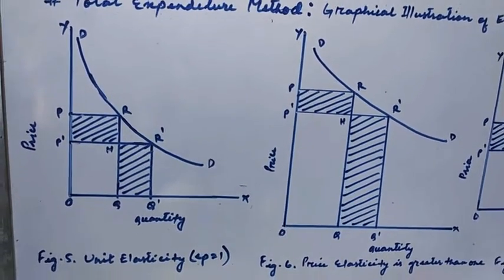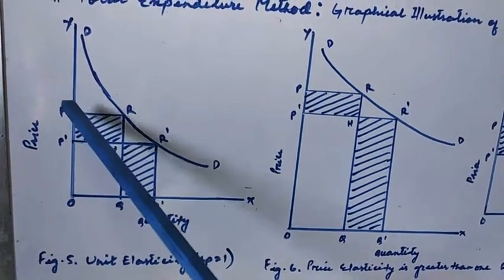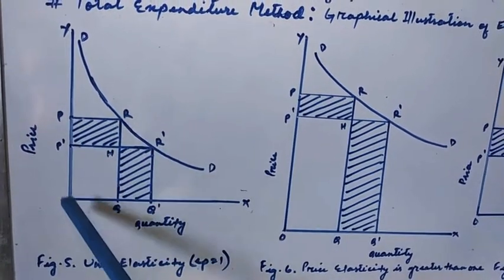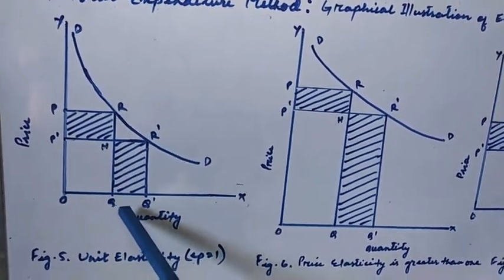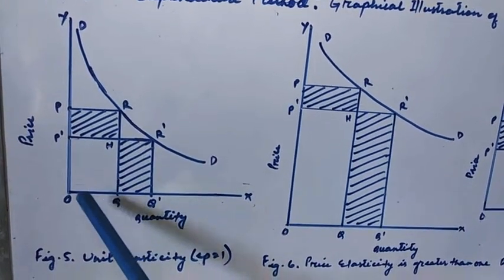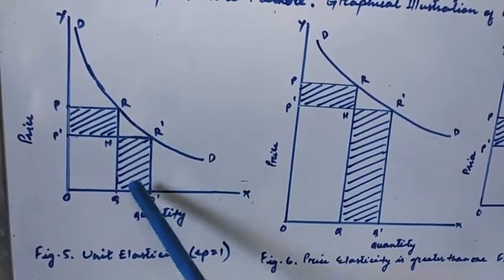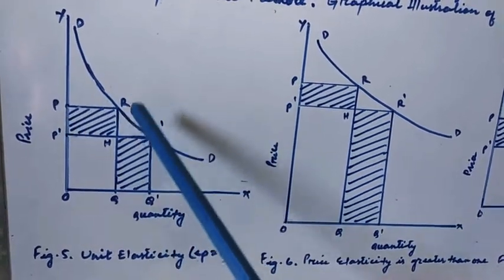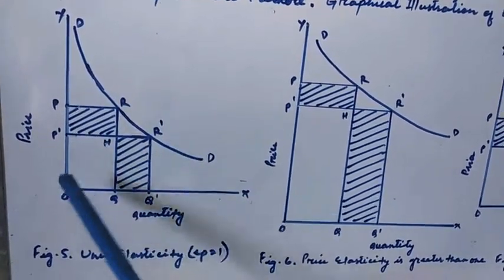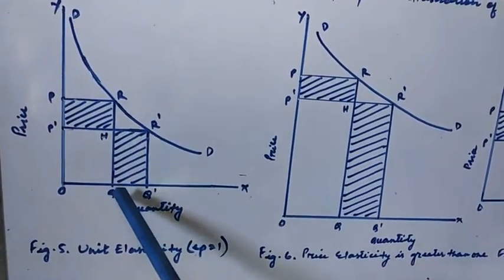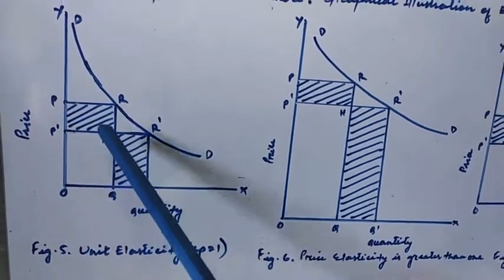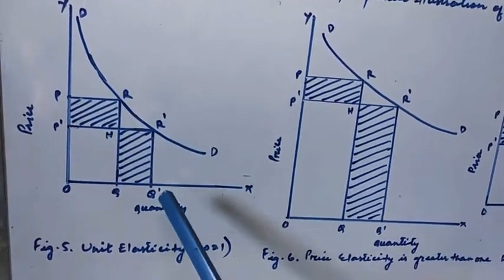So price is first given at OP and quantity demanded is OQ. So the total expenditure is OP into OQ, that is OPRQ. So the area equal to OPRQ is the total expenditure at OP prices.